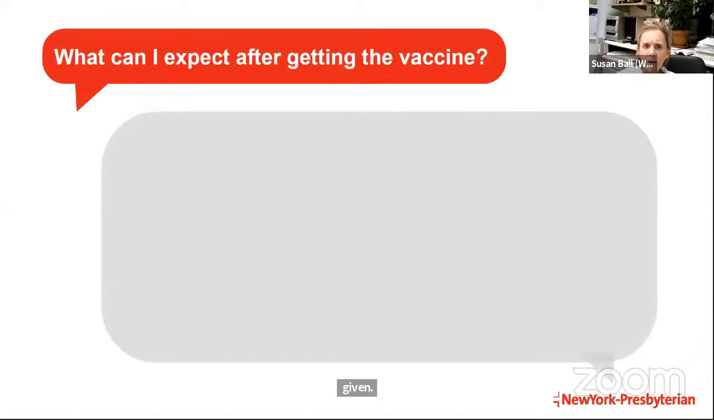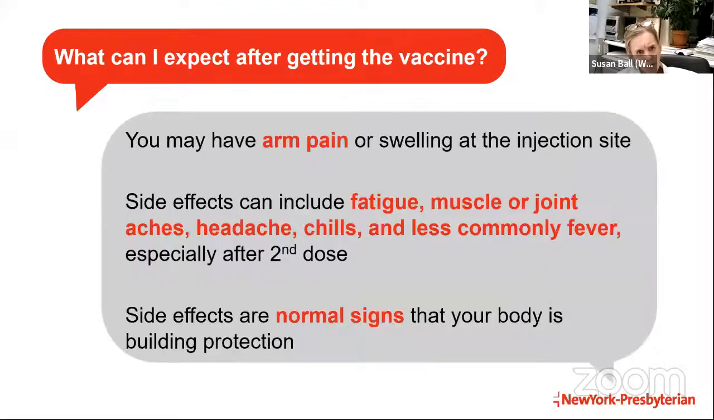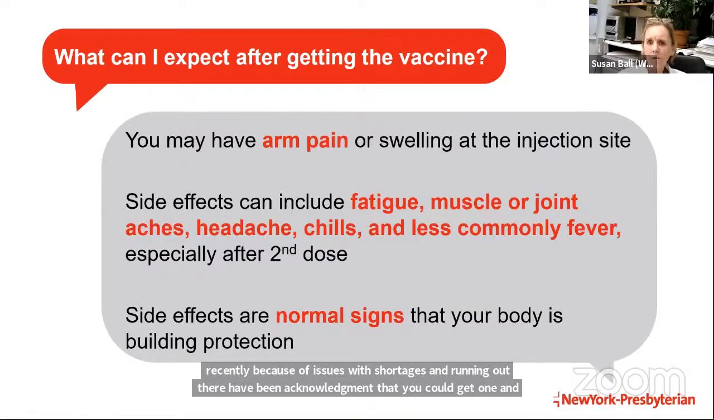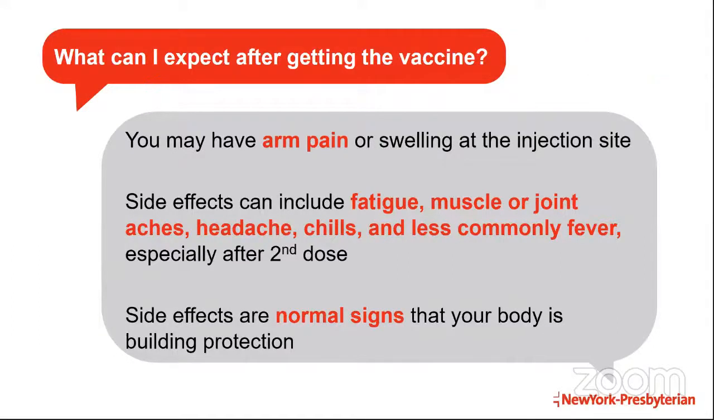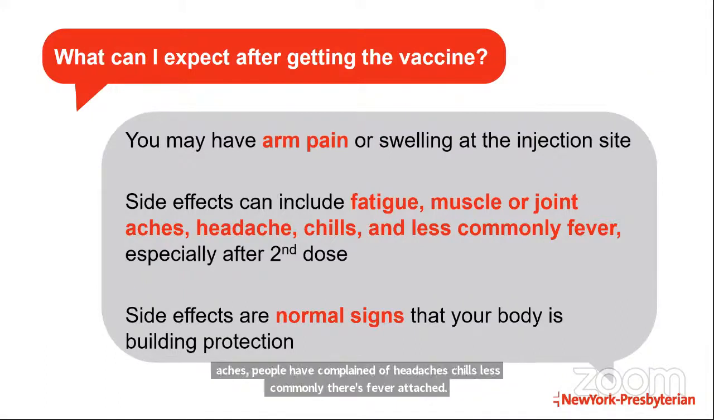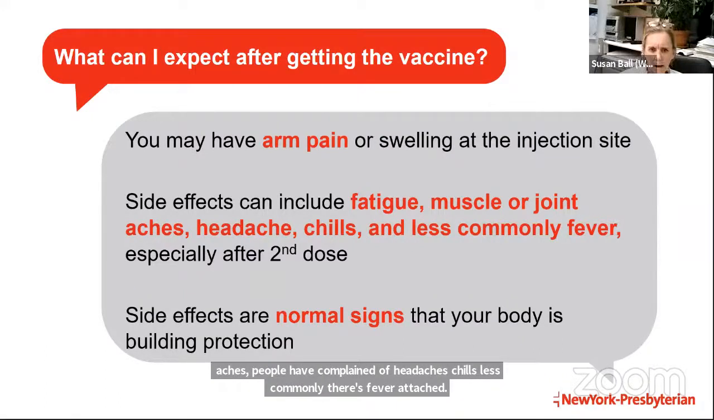So what can you expect after getting the vaccine? The vast majority of people will have a sore arm after the vaccine, but side effects can include some more of what we call systemic symptoms, with fatigue and muscle or joint aches. People have complained of headaches, chills. Less commonly, there's fever attached. It seems that people who do get more reaction, it's after the second vaccine as opposed to the first one, but you can get these side effects really the first or the second. And you might not have any side effects, but most people, I would say, have a sore arm after the vaccine.